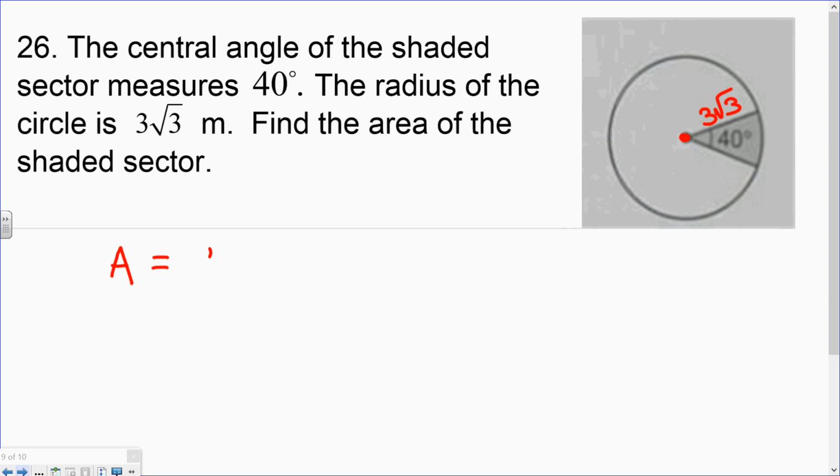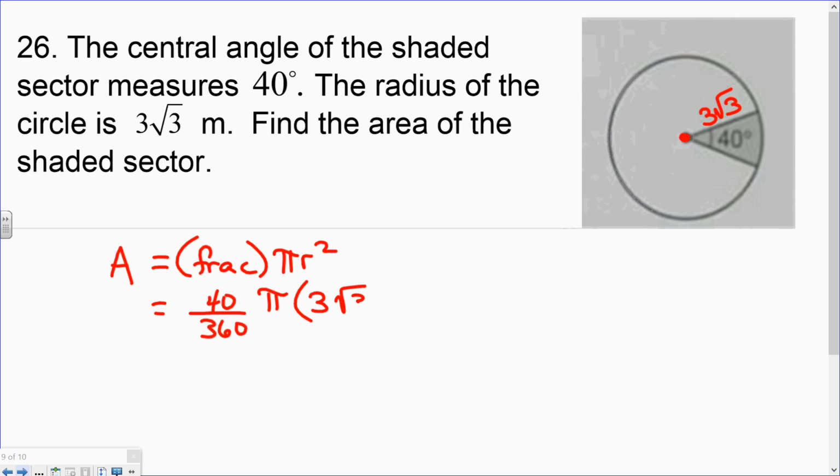And we learned that that means the fraction times the whole area, so times pi r squared. So 40 degrees out of 360 in the whole circle, pi times r times r means 3 root 3 times 3 root 3. What do I get when I multiply 3 root 3 times 3 root 3? Do we remember how to do that?